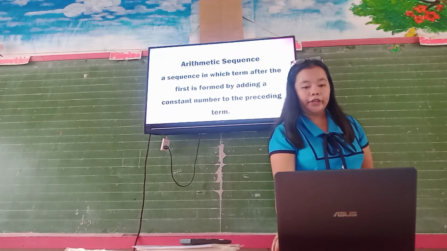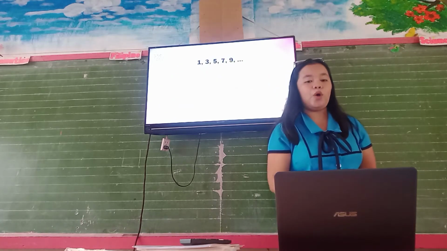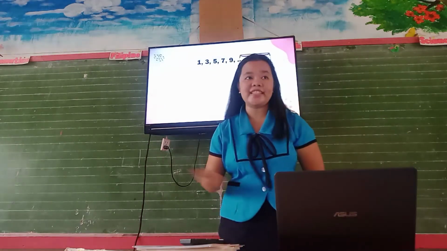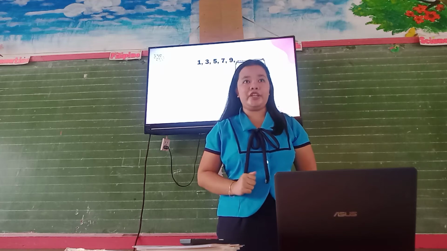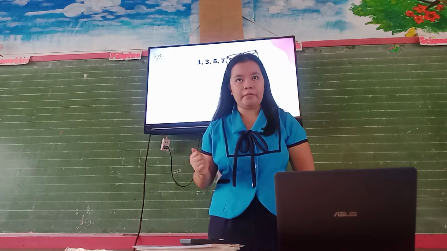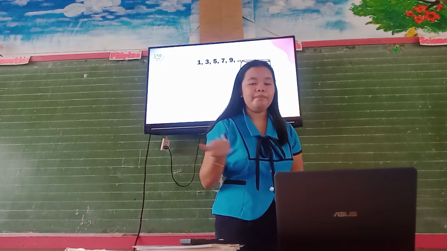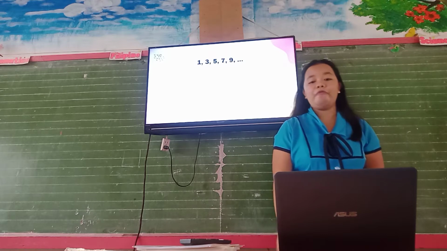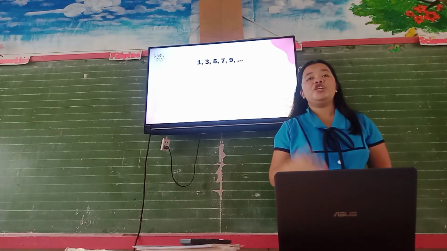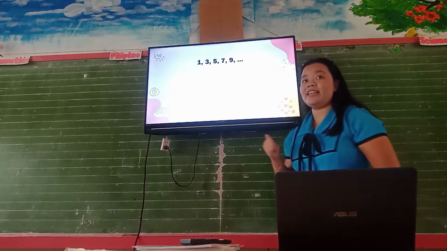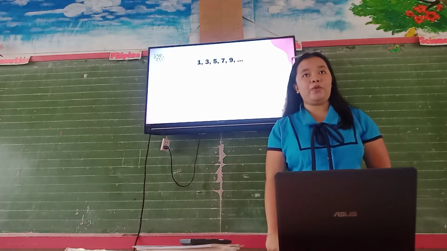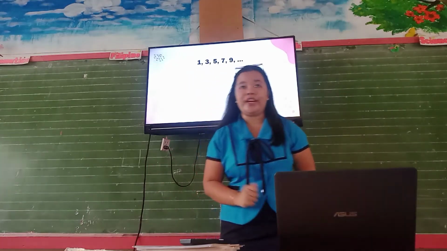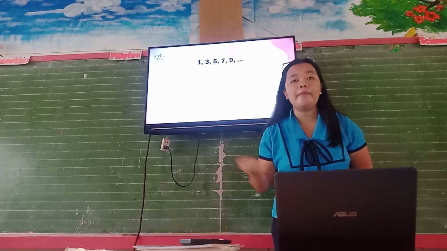Again, let's go back to our given set of numbers: 1, 3, 5, 7, and 9. When we say common difference, it is the constant added to the preceding term to obtain the next term, right? Is that clear? Am I getting across, class? In this given set of numbers, you said earlier that this is an example of an arithmetic sequence. If it is, what is the common difference?